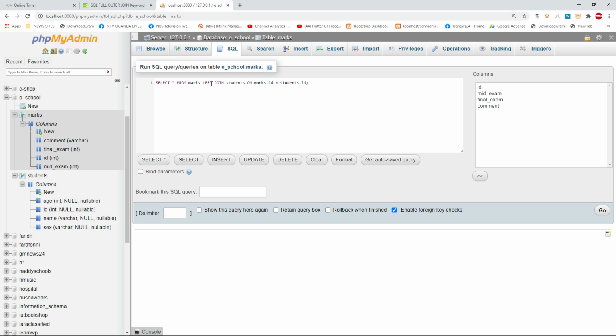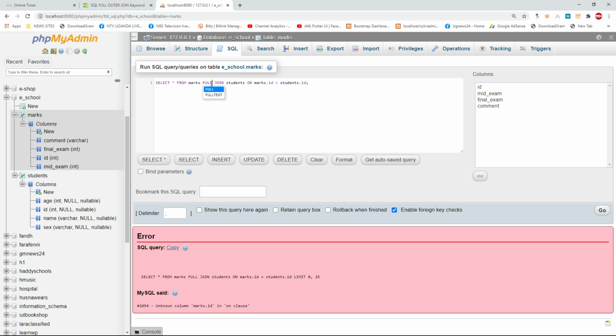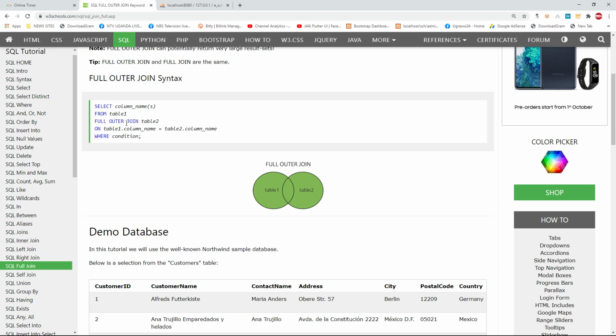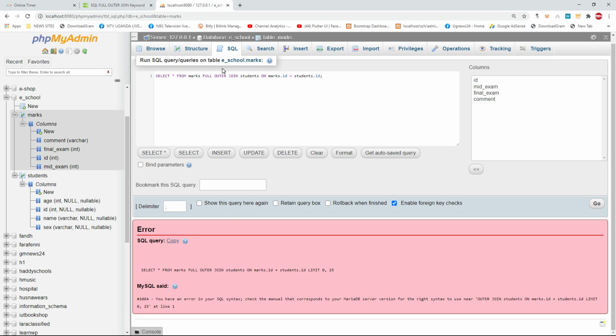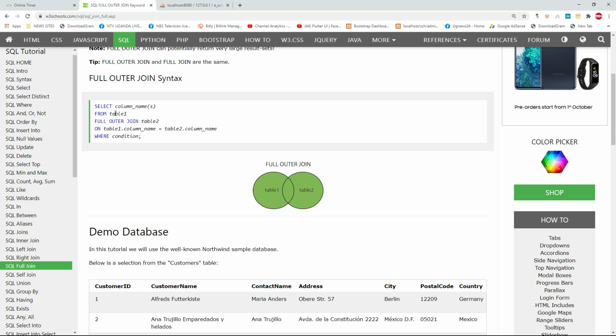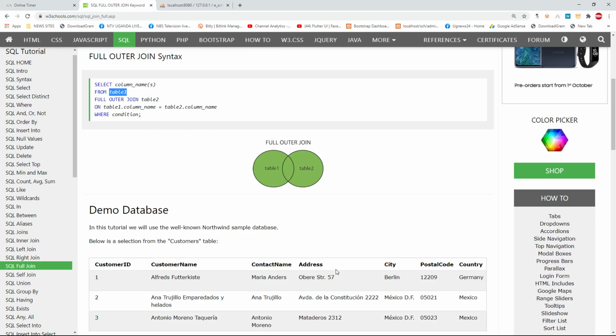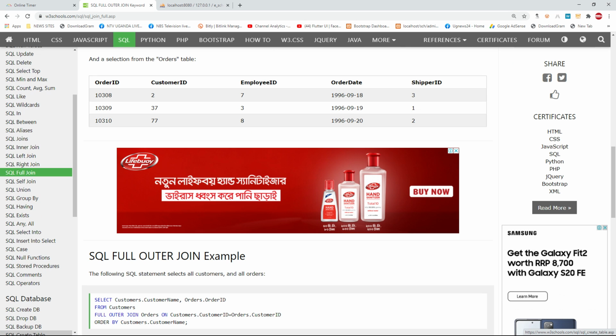Marks. Then I put full join. No, I have some syntax error. Full outer join. Is that outer? Select specific columns from a specific table, and then full outer join, and then you put a condition. We'll leave this one the way it is.